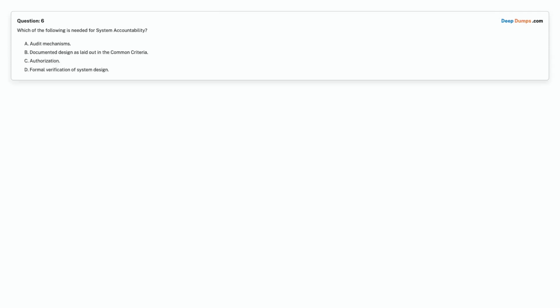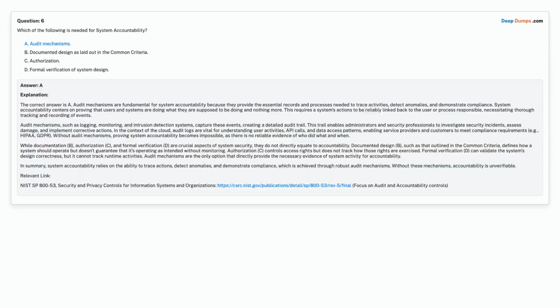Question 6. Which of the following is needed for system accountability? Option A. Audit mechanisms. Option B. Documented design as laid out in the common criteria. Option C. Authorization. Option D. Formal verification of system design. Choose the correct answer. Correct answer is Option A. Audit mechanisms.